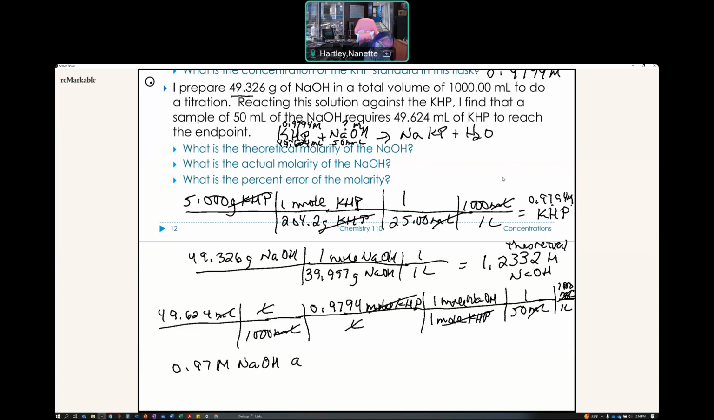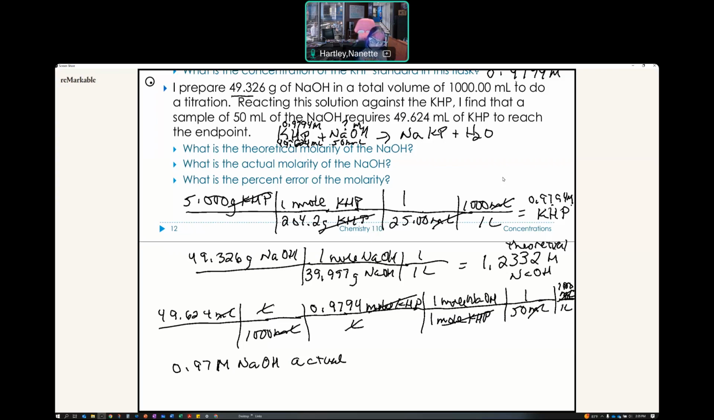NaOH, and that's my actual. So this is what we thought it would be, theoretical. This is what it actually is. It's a pretty big difference, isn't it? And again, this is what we were talking about. On the bench, when this jar of NaOH was sitting there, it was reacting with CO2 from the atmosphere. And so a lot of it has reacted with that CO2 and it's gone away. It's changed. So we have a big difference.